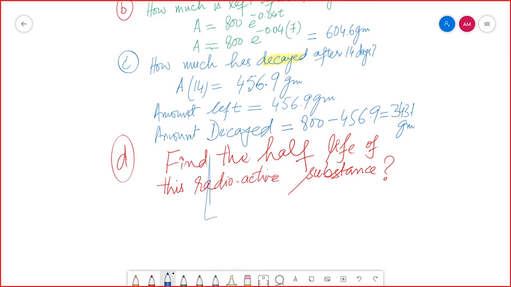Very nice. So we make A as 400. So 400 is equal to 800 e to the power minus 0.04 T, and now we have to find T. So use the calculator, you can do that.